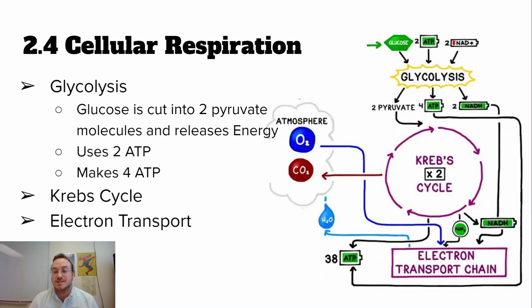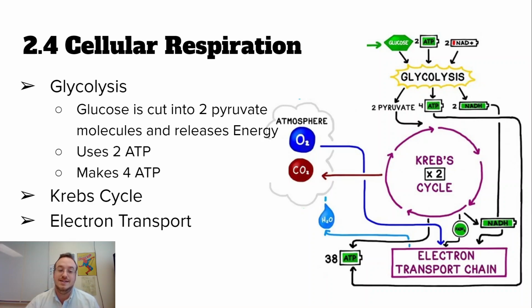And glycolysis means glyco, so sugar, and lysis, to cut. So glycolysis cuts a glucose in half, and it forms 2 pyruvate molecules. I don't need you to know what pyruvate is. I just need you to know that glucose gets cut into 2 pyruvate molecules. This releases energy. So it uses 2 ATP, right? Uses 2 ATP to start with, but it makes 4 ATP. So it doubles the amount of ATP right there just by cutting glucose in half through glycolysis.